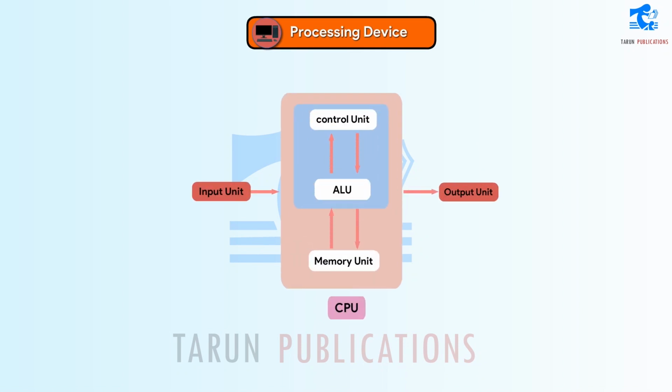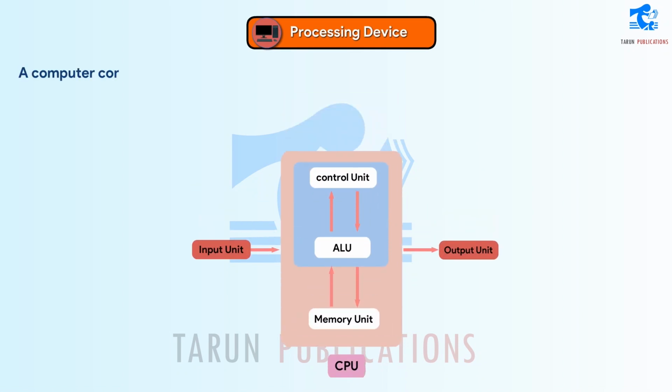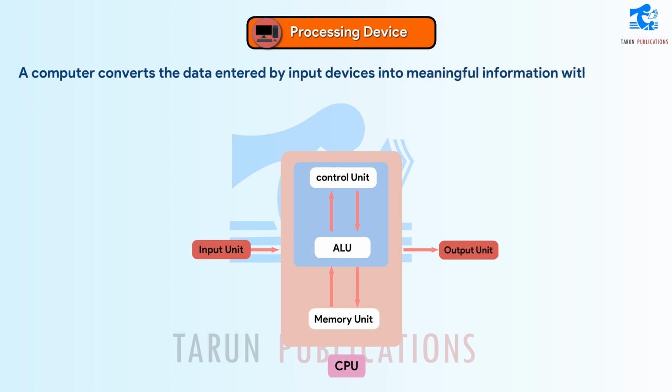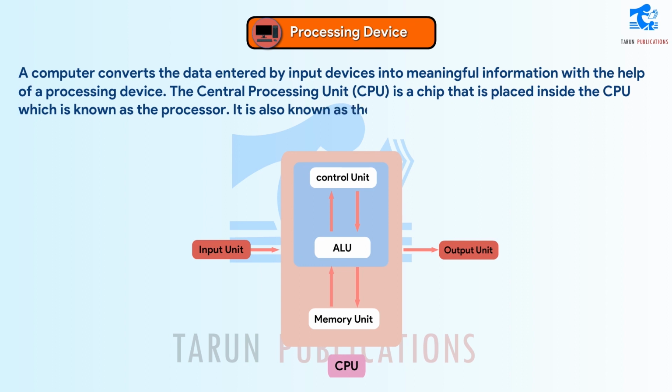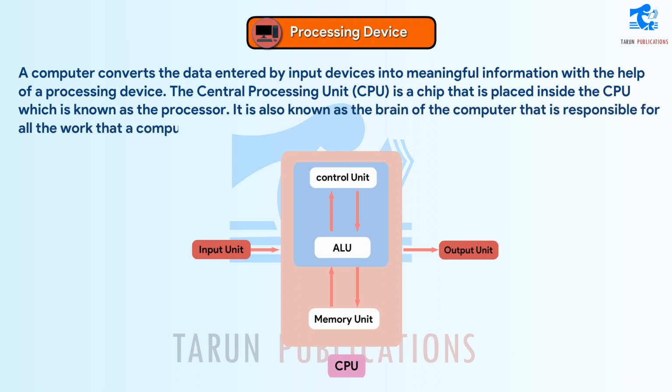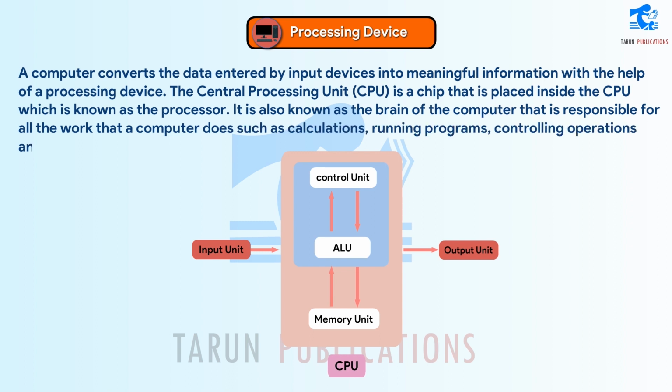Processing device. A computer converts the data entered by input devices into meaningful information with the help of a processing device. The Central Processing Unit, CPU, is a chip that is placed inside the CPU, which is known as the processor. It is also known as the brain of the computer that is responsible for all the work that a computer does, such as calculations, running programs, controlling operations, and instructions.